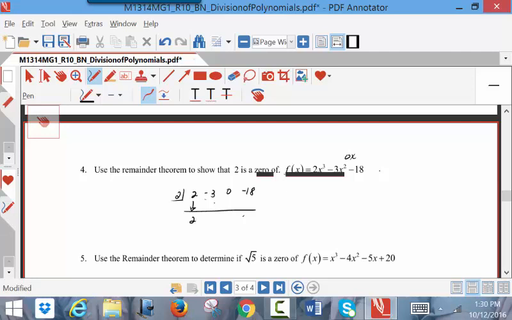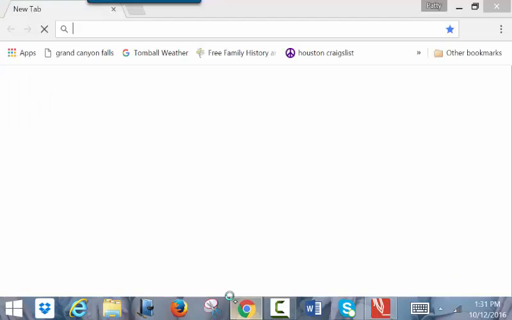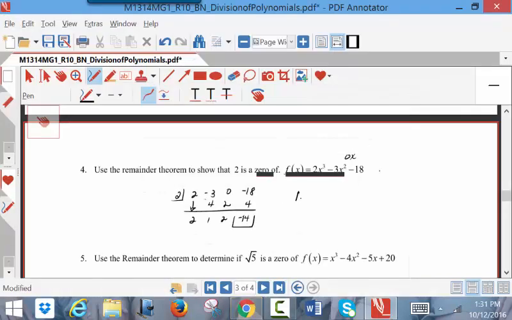Okay, multiply then add. Multiply 2 times 2 is 4, add. 2 times 1 is 2, add. 2 times 2 is 4. This is not a 0. Unless I did something strange. That didn't work, did it? No. This is not a 0. So not a 0, which means not an x-intercept, because my remainder was not 0. This is just the point 2, negative 14. So it did not give me a 0.